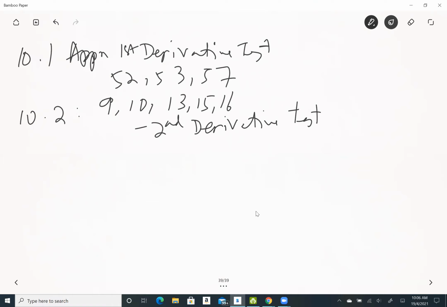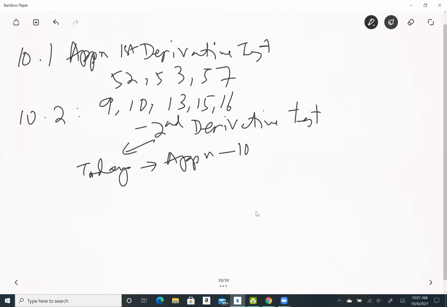Or maximum and minimum. So this is the thing that I need to do today. I think I started that already on Wednesday, so today I will do it again on the principle. Then we're going to do the application, which is 10.3 and 10.4.